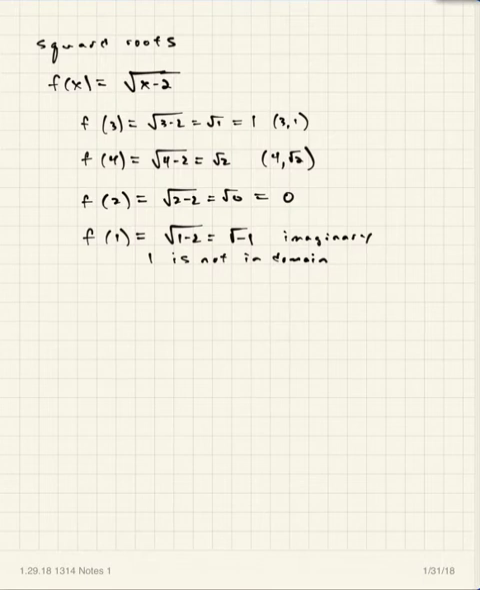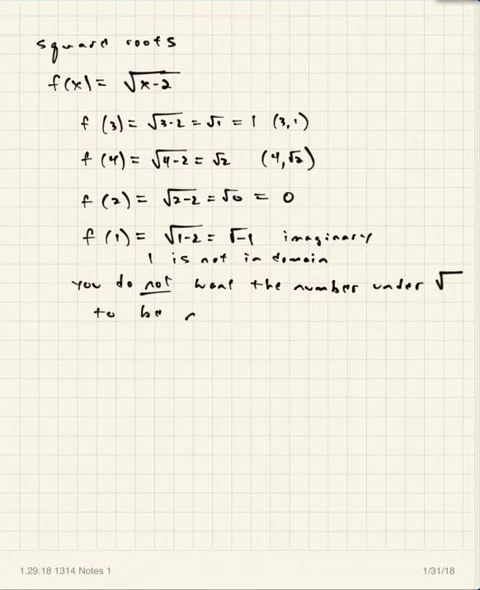Why did it take it to an imaginary number? Because the number that you ended up with underneath the radical was negative. And so you do not want the number under the radical to be negative. That means you do want the number underneath the radical to be positive or 0. And so that's how you find the domain for this function: you simply take the expression underneath the radical and you set it greater than or equal to 0. You solve that inequality, and you end up with x is greater than or equal to 2. And you've got the domain. It's all the x values greater than or equal to 2.